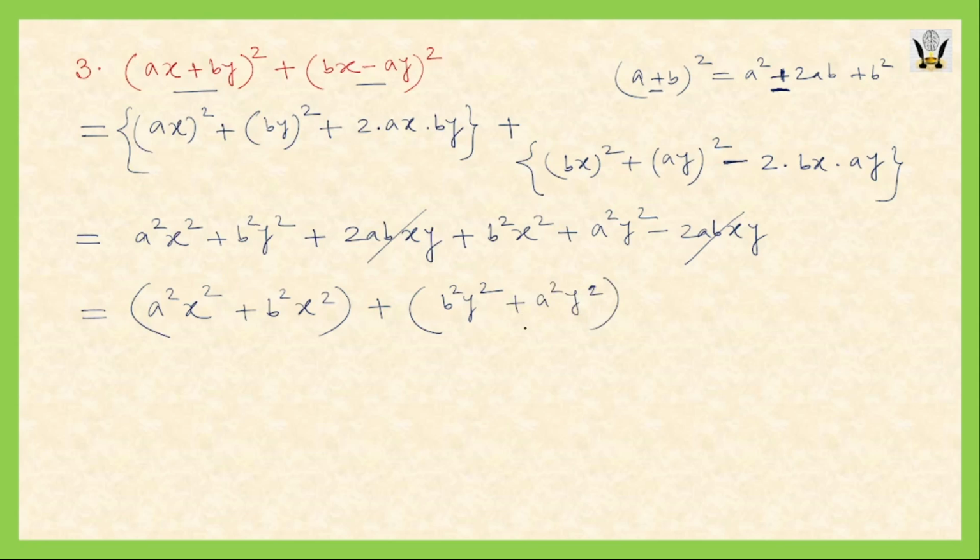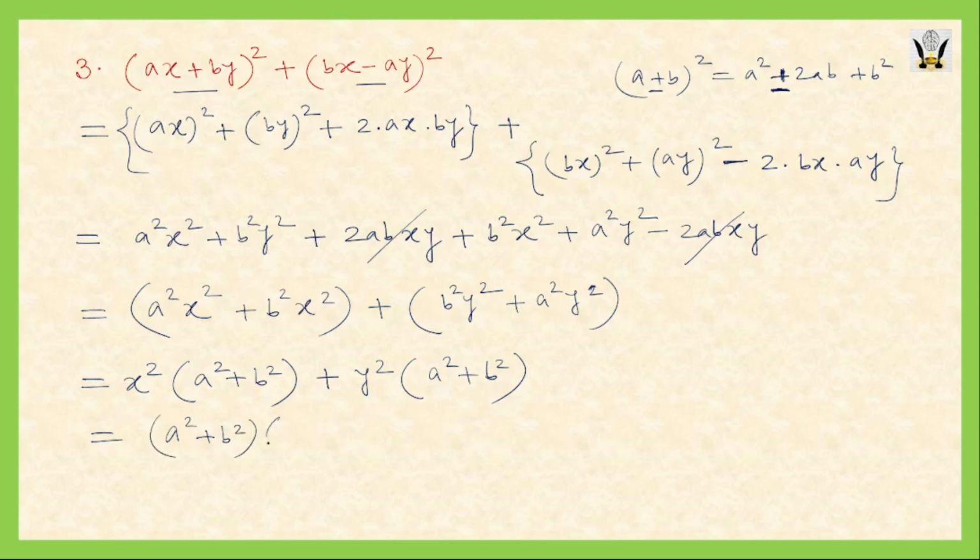Now what we can do is take x square common, then the binomial factor we will have is a square plus b square in the first term. Then if we take y square common, then in the second term we will have again this binomial term a square plus b square. Now in both the terms we have a square plus b square as a common binomial factor. So in the other factor, from here we will have x square and from here we will have y square. So this is our simplified answer, the factorized form of this algebraic expression.